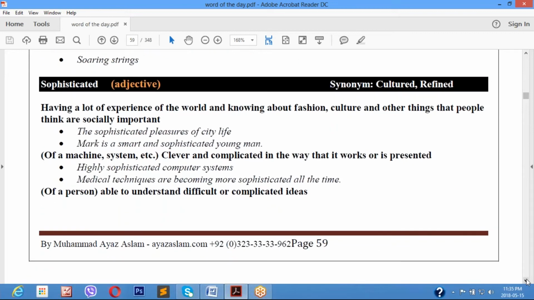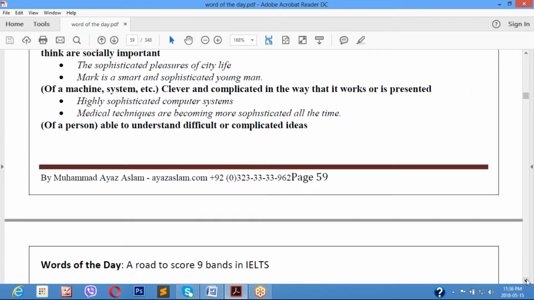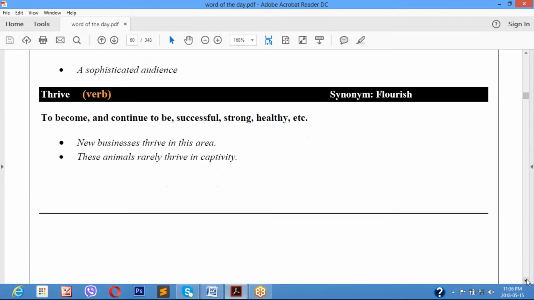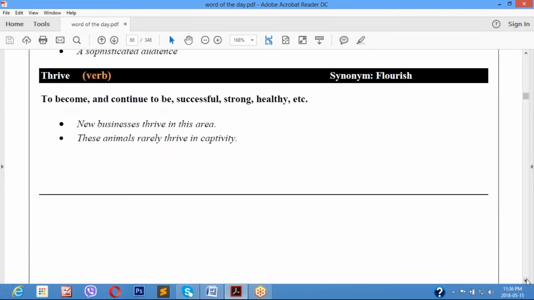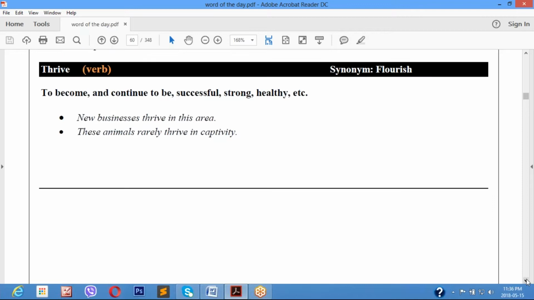Sophisticated, having a lot of experience of the world and knowledge about fashion, culture, and other things that people think are socially important. So sophisticated. Thrive, to become and continue to be successful, strong, healthy. Thrive, new businesses thrive in this area. तो thrive in ये preposition के साथ याद रखें. Thrive in, flourish करना, बढ़ना, फलना, फूलना.